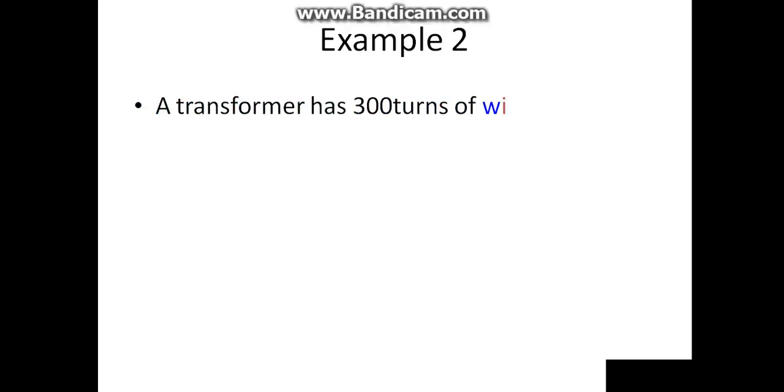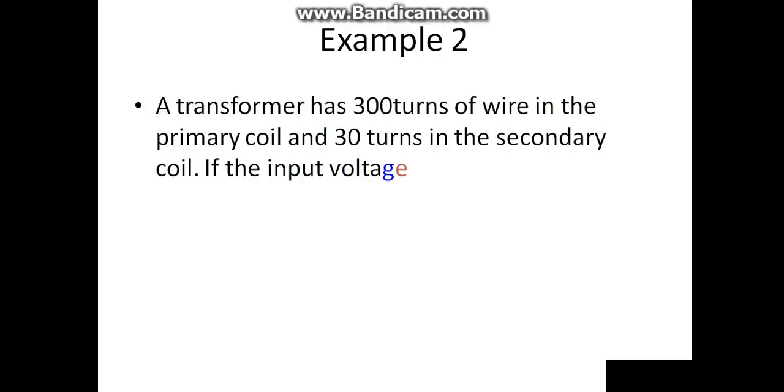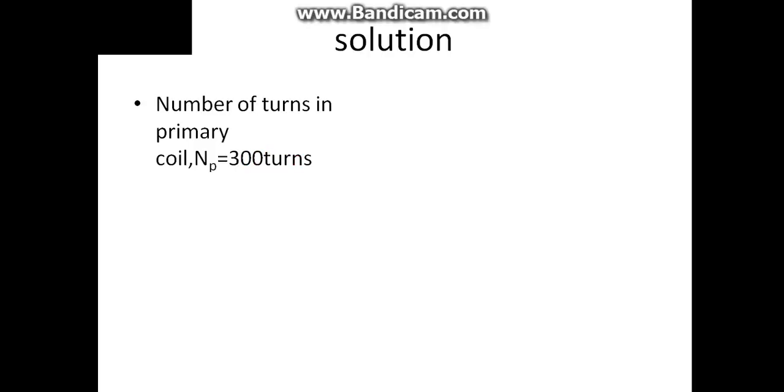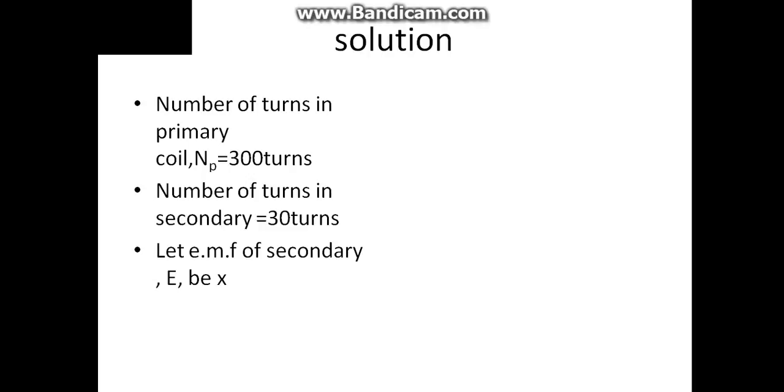Example 2. A transformer has 300 turns of wire in the primary coil and 30 turns in the secondary coil. If the input voltage is 100 volts, find the output voltage. Solution. Number of turns in the primary coil NP equals 300 turns. Number of turns in the secondary equals 30 turns. Let the EMF of the secondary be X. EMF of the primary EP equals 100 volts.